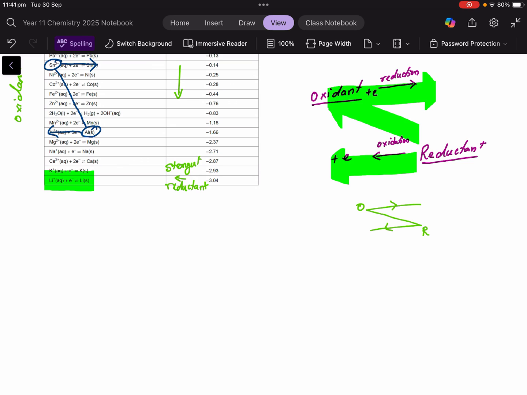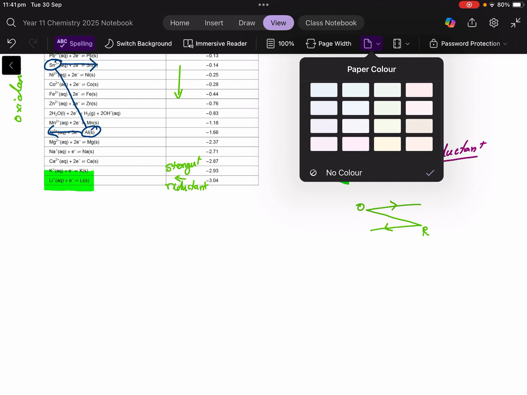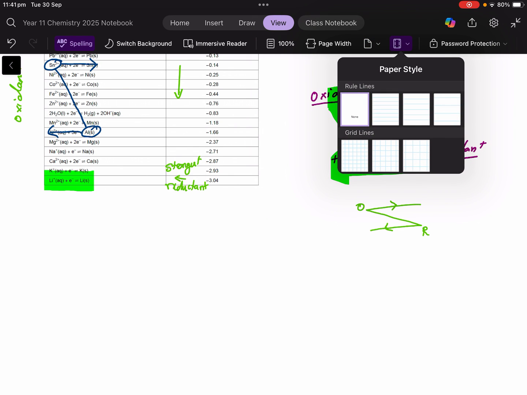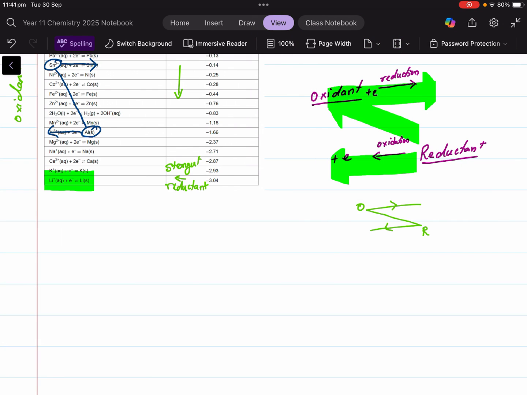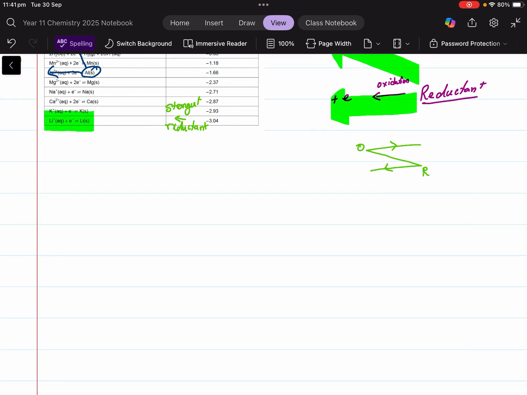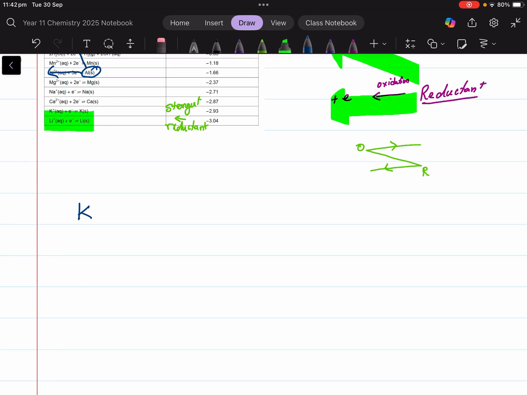Now, I'm going to elaborate on that KOHES bit because we need to. I'm just going to draw some lines here so it's easy for me to write stuff. Now, what does KOHES stand for? K is for key element.